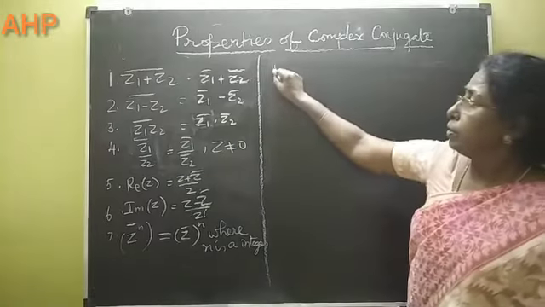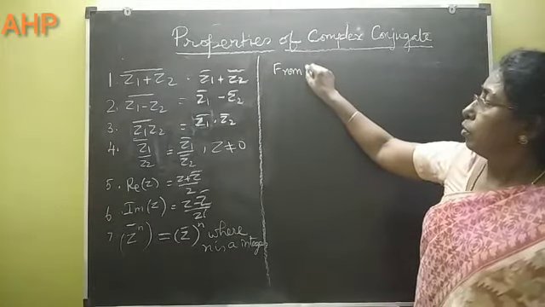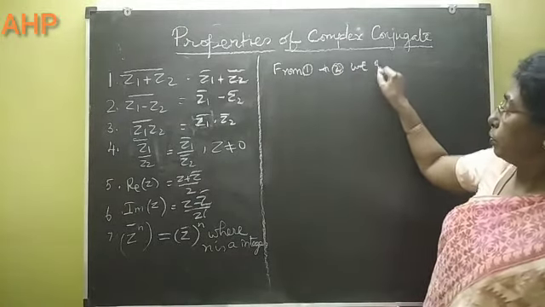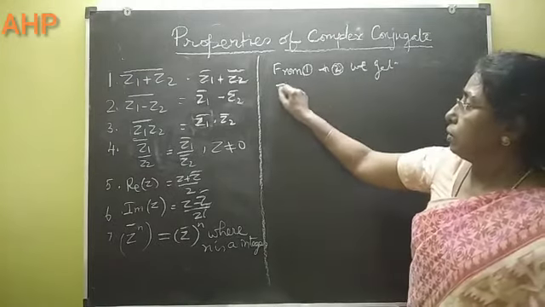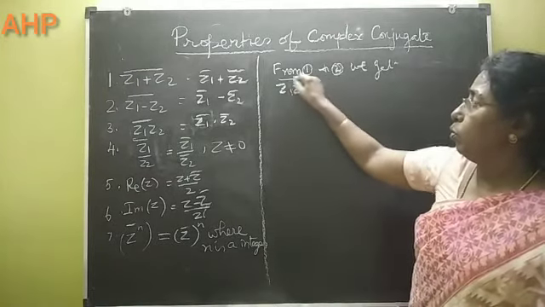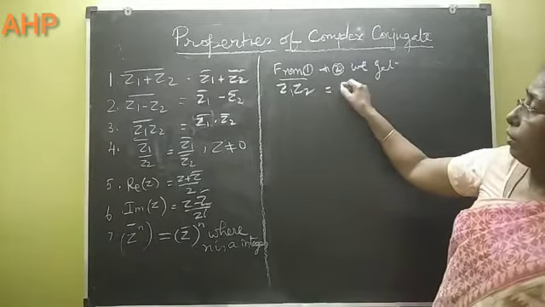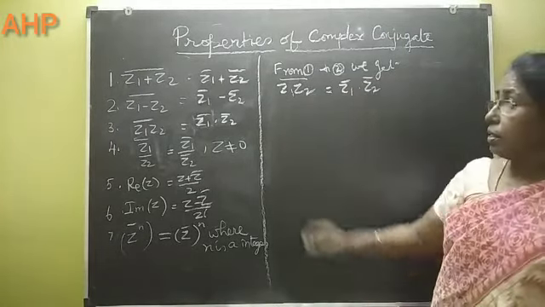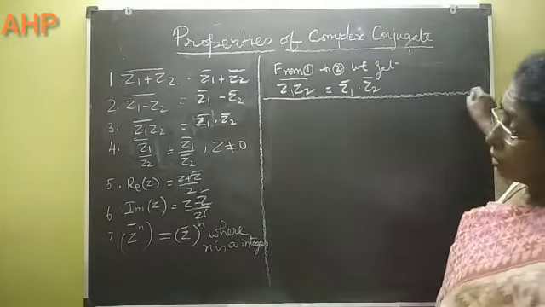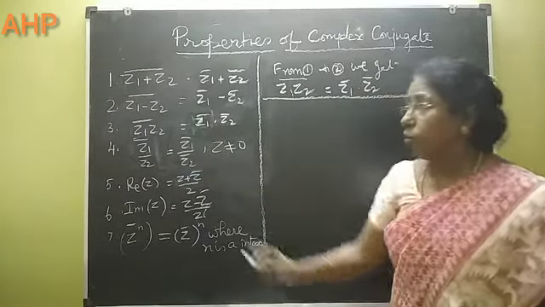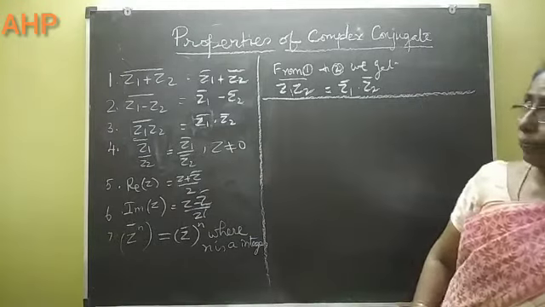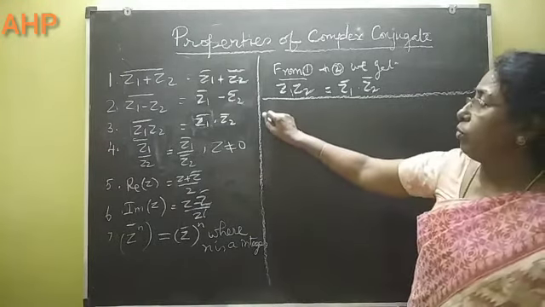So from 1 and 2 we get z1 z2 the whole bar is equal to z1 bar into z2 bar. Similarly, we can prove z1 by z2 the whole bar is equal to z1 bar by z2 bar. So now let's go to the fifth property.